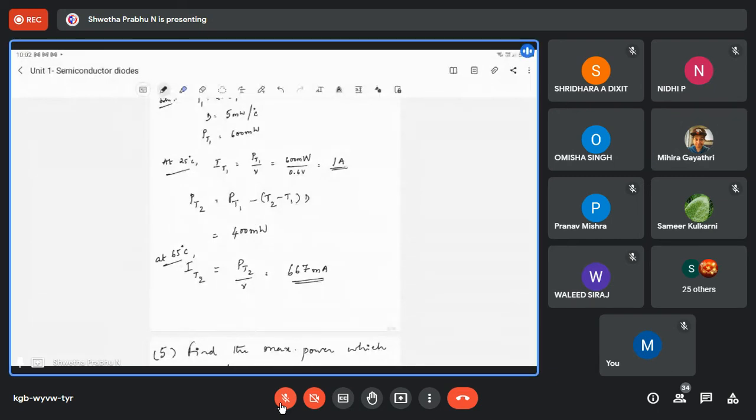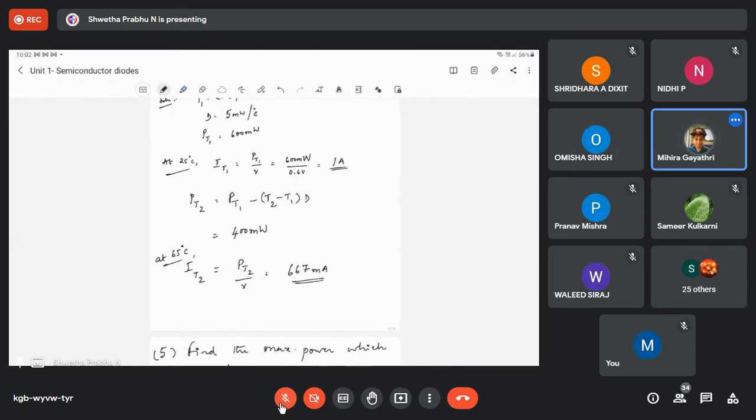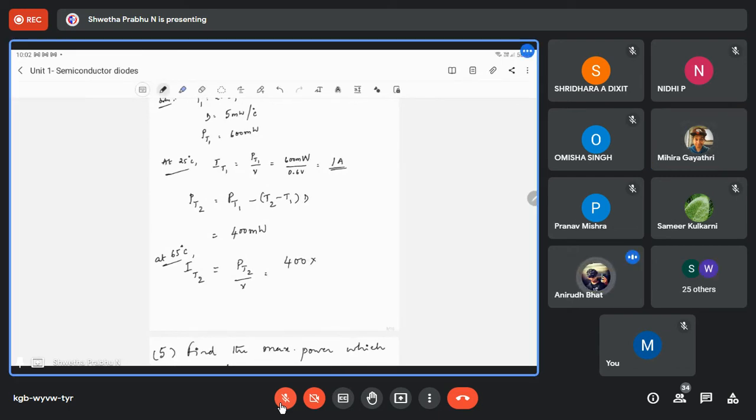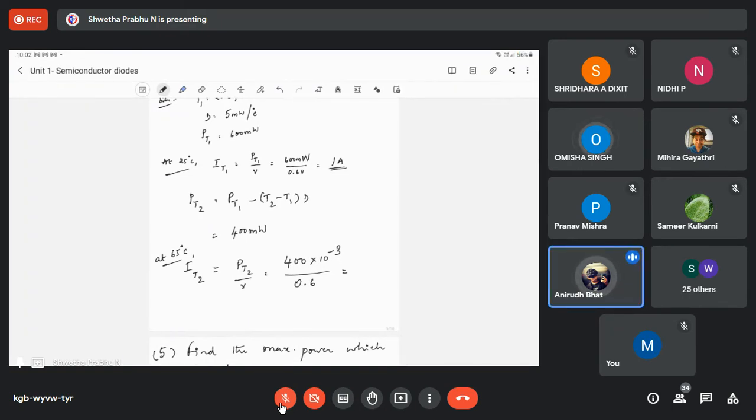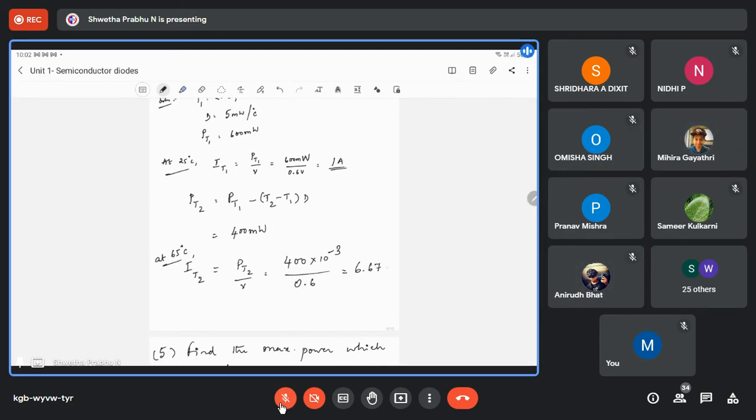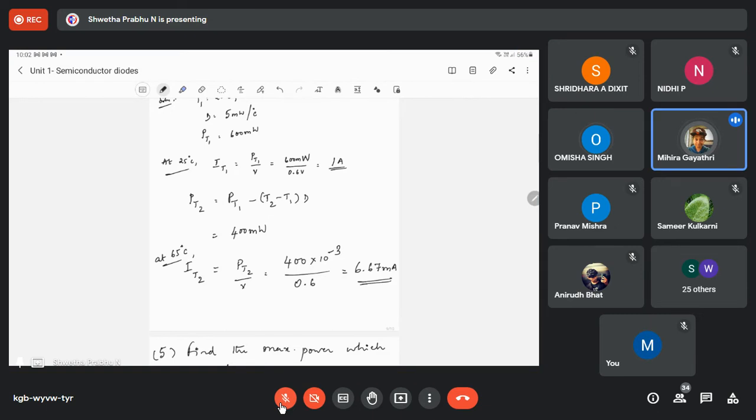Is it 6.67? No, please check once again. Yes, ma'am. It's 400 milliwatt divided by 0.6. So 400 into 10 power minus 3 divided by 0.6. Please solve this and get me the answer. How much? 667 milliampere only. 6.67 milliamperes. Correct? Is it right now? Yes, ma'am. That's what even I'm getting.